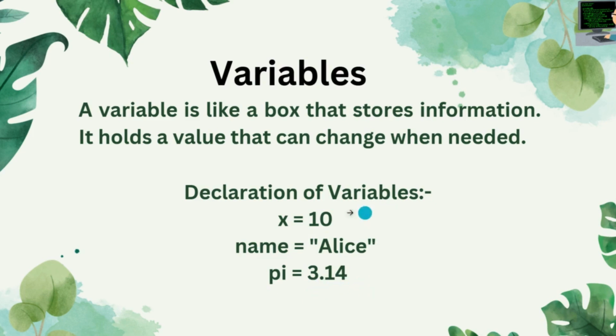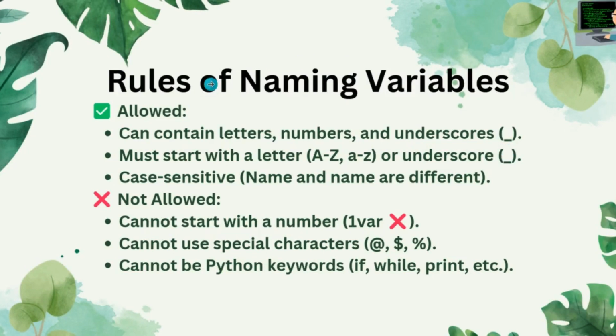In the upcoming lecture, we are going to learn about data types, where I will explain the number value, character value, and the decimal value. But here, x, name, and pi are your variable names, whereas 10, Alice, and 3.40 are your values. Got it? Inside this, there are some rules when you name your variables.